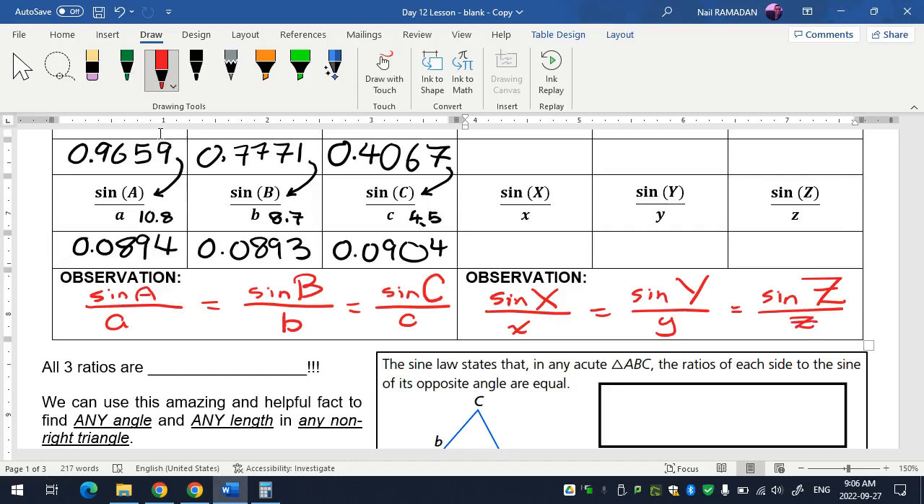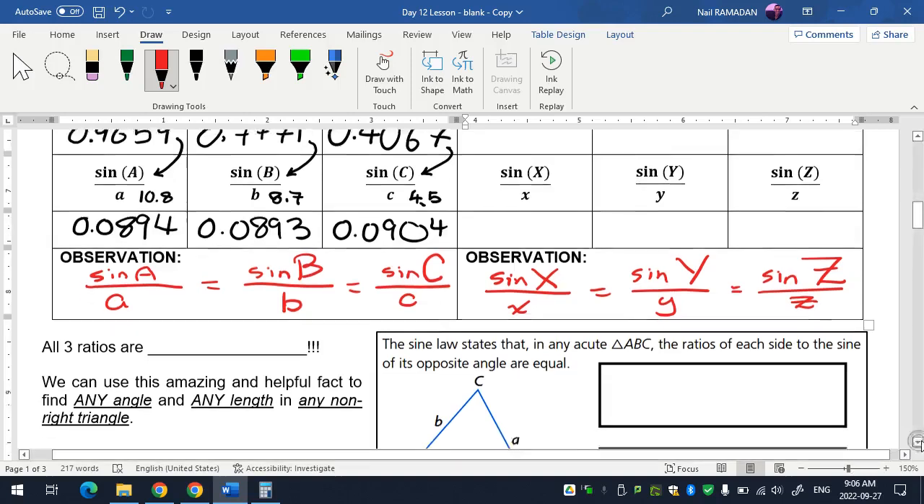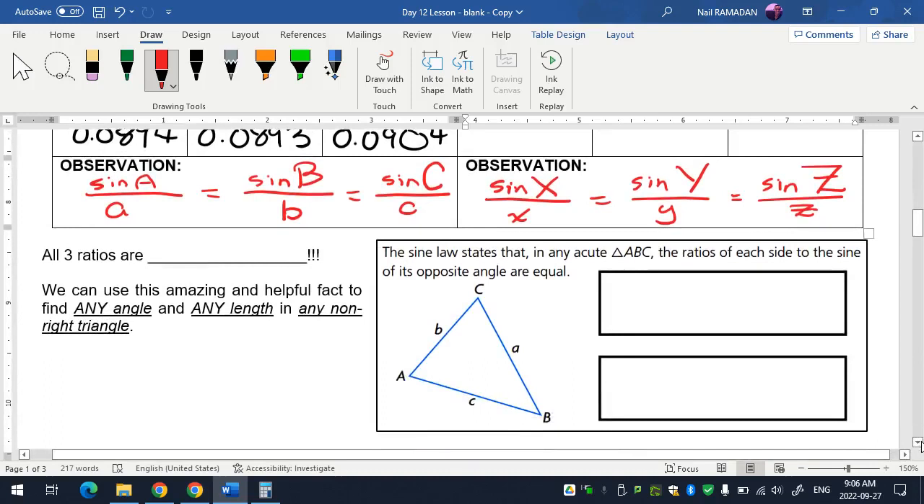And this is the sine law. This is the sine law. So we can conclude here by saying what? All three ratios are what? Equal, identical, whatever you want to say. I'm going to say equal.